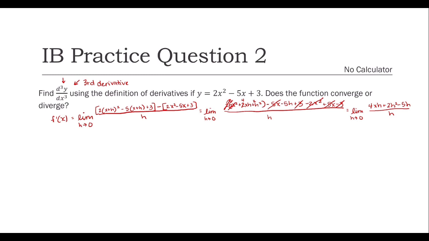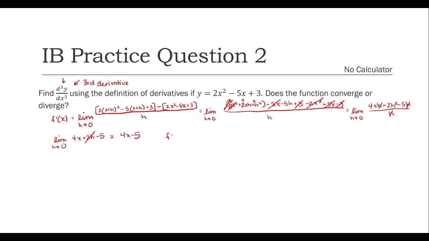And if we divide an h from the numerator and denominator, we get rid of that h. That becomes first, and that becomes nothing. So we have the limit as h approaches 0 of 4x plus 2h minus 5. So if h goes to 0, this will become 0. So our derivative is 4x minus 5.